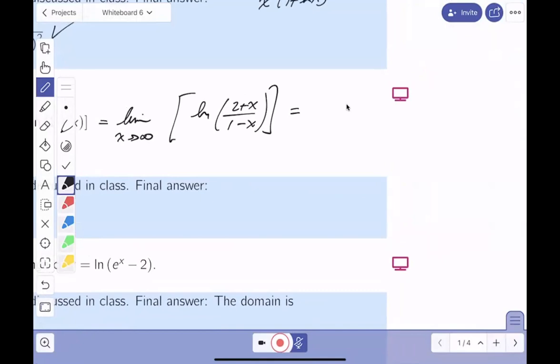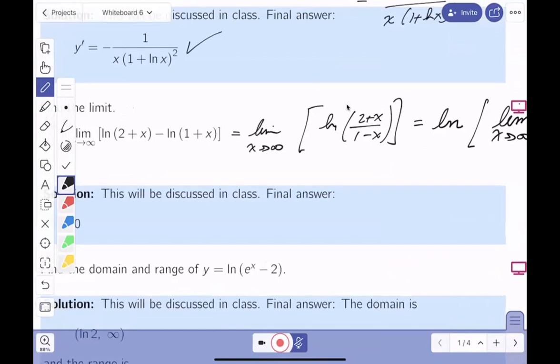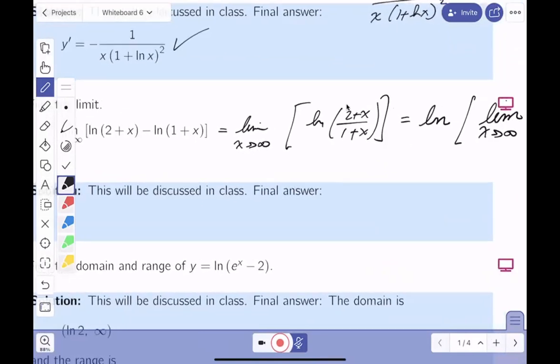All right, so what's it going to be? I'm going to write this down, natural log, and I'm going to go to the inside, limit, x goes to infinity. And what do you get over there? 2 plus x over 1 minus x. Did I write that down wrong? I'm sorry, this is plus x. I was going to say that's going to be a tough problem.